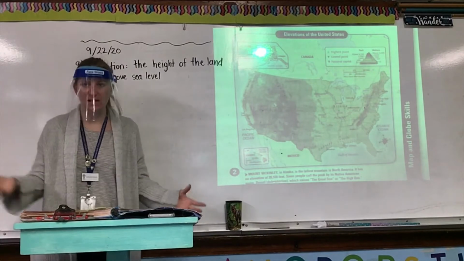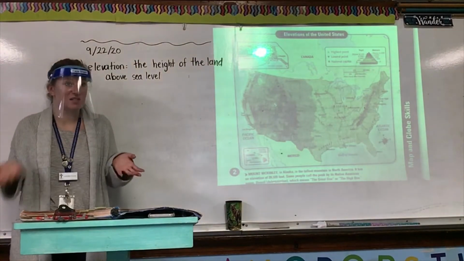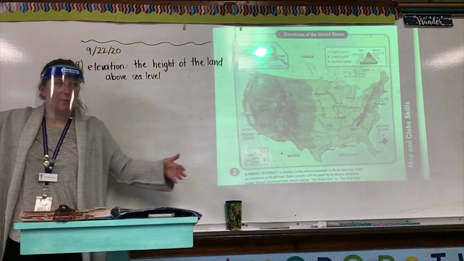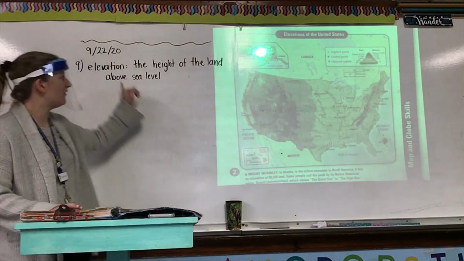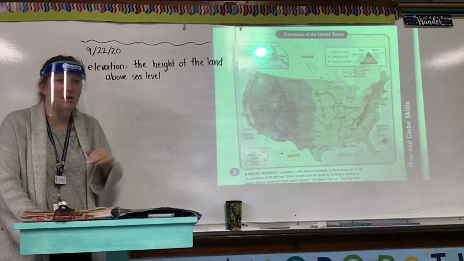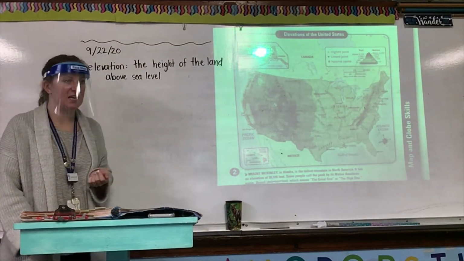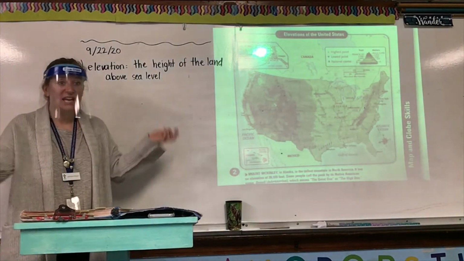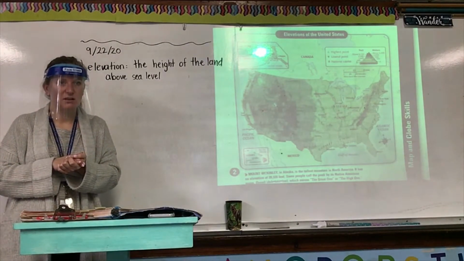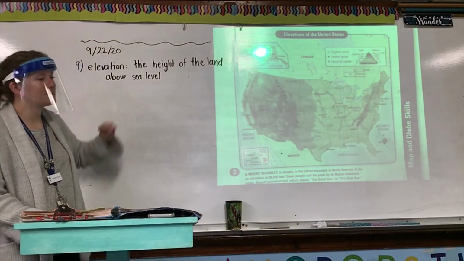Because the whole country can't be at sea level, right? Otherwise, there'd be no mountains or hills or anything, or basins or canyons, nothing. It would just be flat. And that's just not possible, especially for a place as big as the United States. So elevation is, okay, how far above sea level is the land? How tall is that mountain? How tall is that hill? How deep is that basin? How deep is that canyon? Or, even here, where we think of it as being flat, we're still a little bit above sea level. So that's what elevation is.